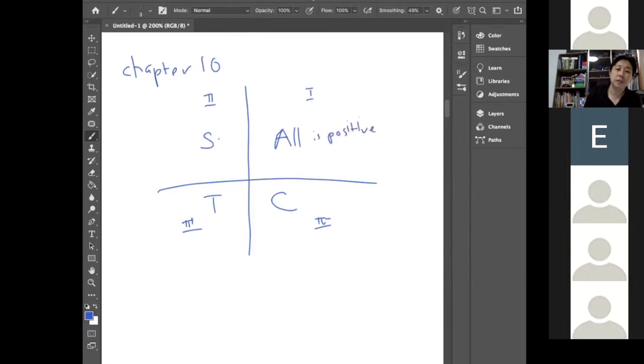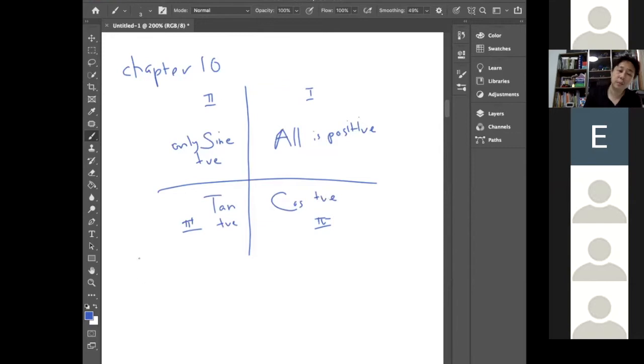This one only sine is positive. Don't need to write the whole thing, just write plus. So this one is only tangent is positive. So this one is only cosine is positive.